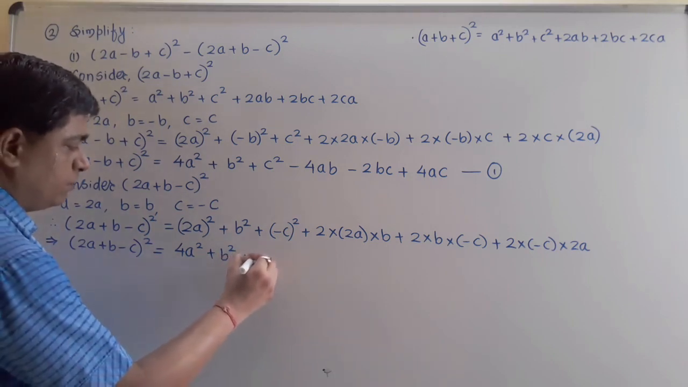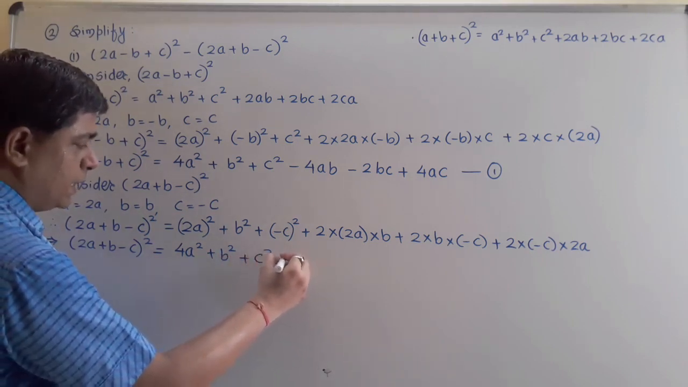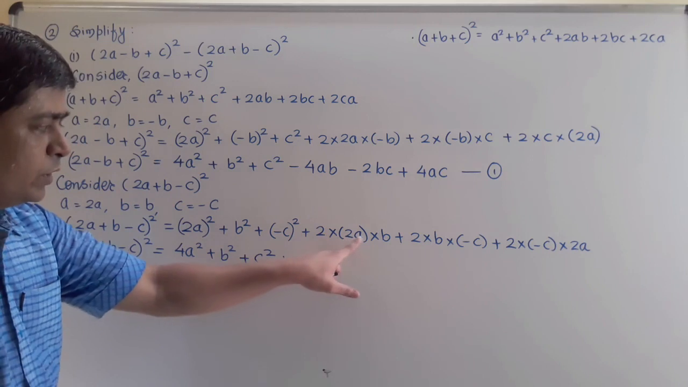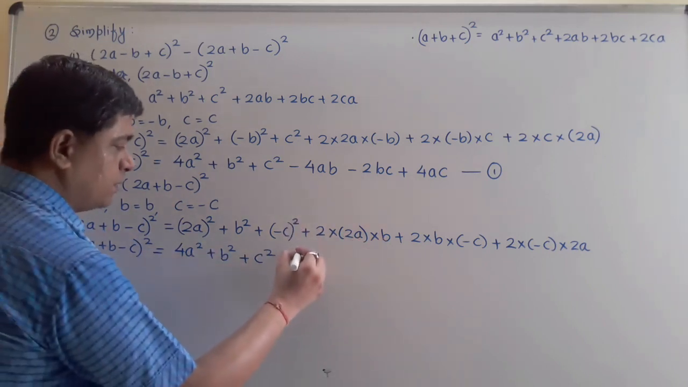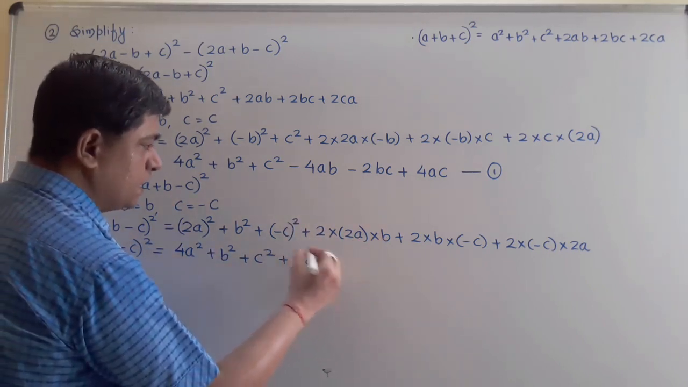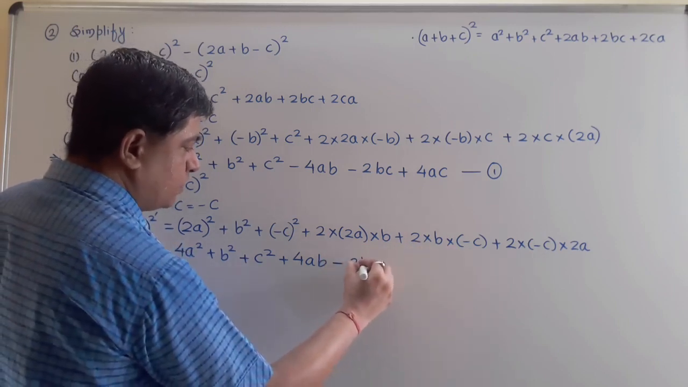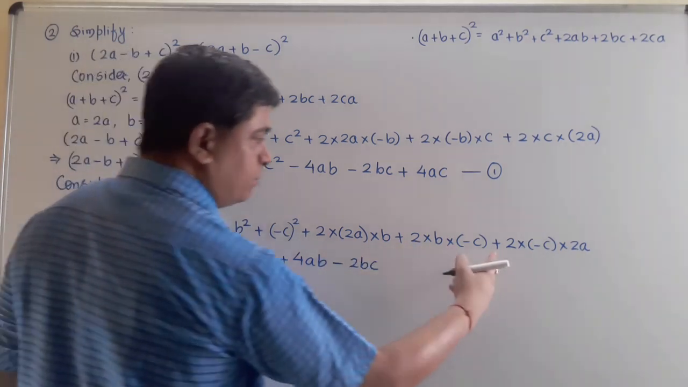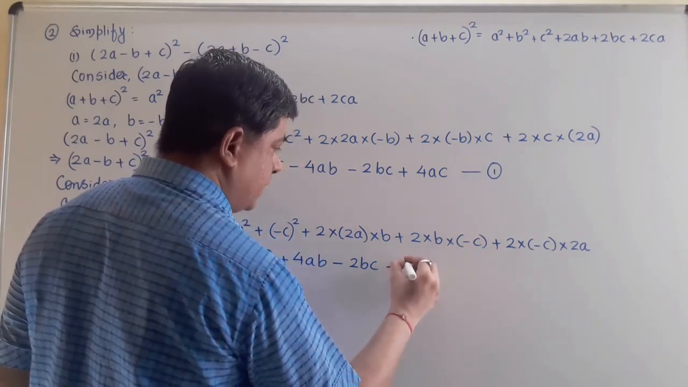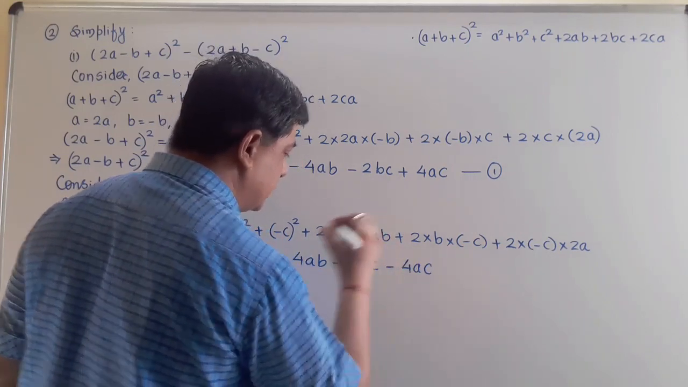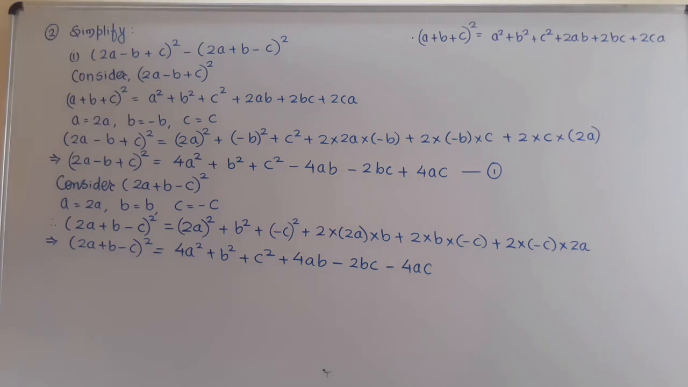So that will be plus c square plus 2 into 2, 4ab. So this will be plus 4ab, plus into minus minus, that will be minus 2bc, and again plus into minus minus, that will be 4ac. So I will get this expansion here, and now I will call this expansion equation number 2.